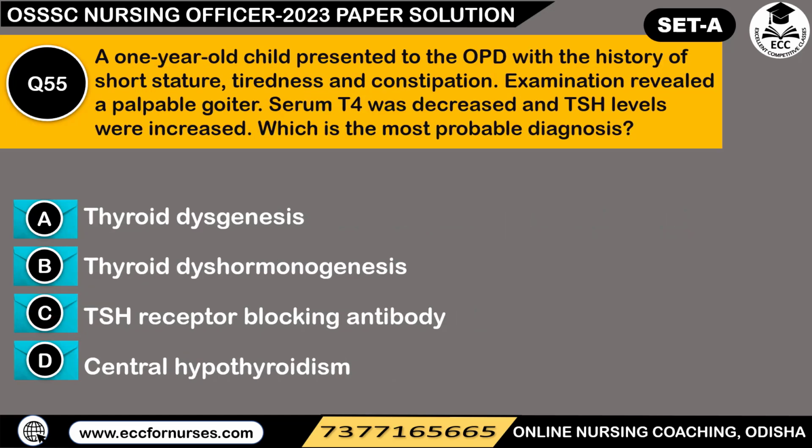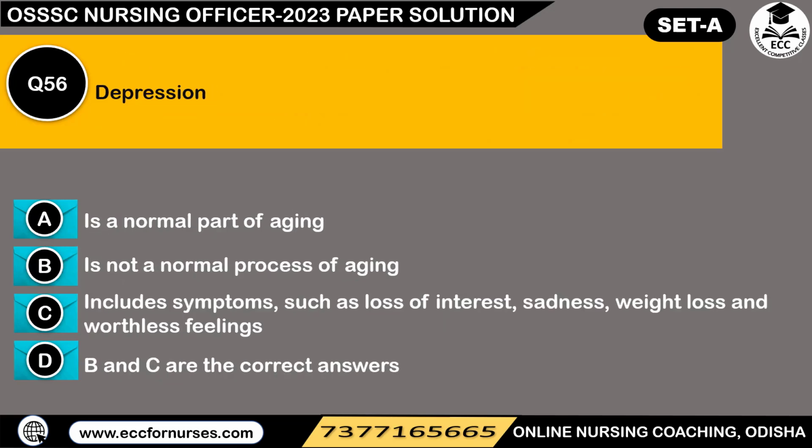Question number 55. A 1-year-old child presented to the OPD with the history of short stature, tiredness, and constipation. Examination revealed a palpable goiter. Serum T4 was decreased and TSH level were increased. Which is the most probable diagnosis? Answer is thyroid dysharmonogenesis.